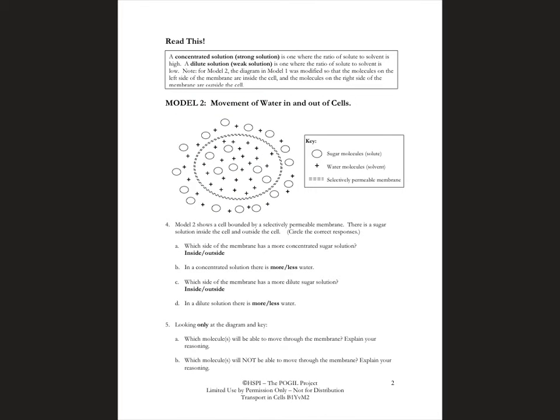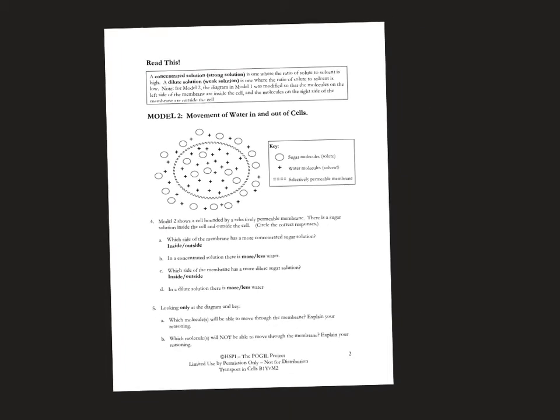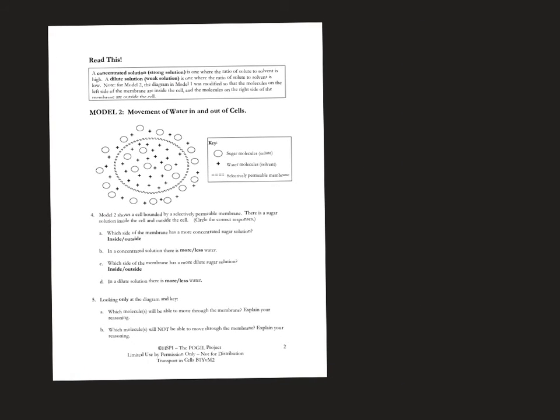Now here you have this membrane, and again you have the solvent being the pluses and the solute being the circles. You can discuss then which side of the membrane is more concentrated sugar solution. Again, you're looking at sugar divided by water. So, the number of sugar divided by the number of water.